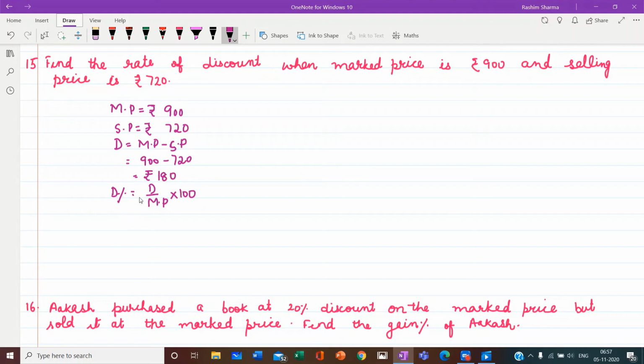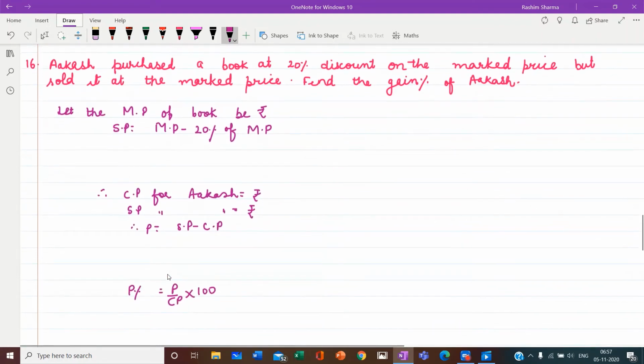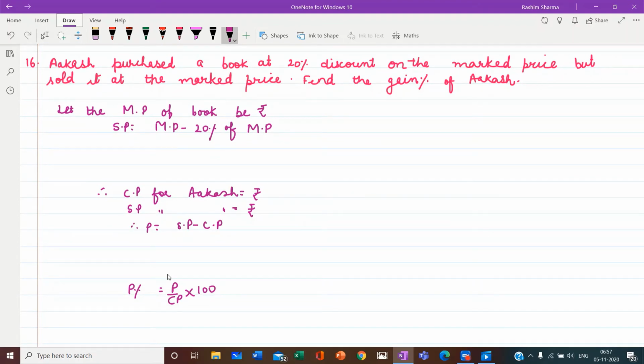Now discount percent is equal to discount upon marked price into 100. So 180 upon 900 into 100. Okay, so we get here 20. So it means our discount comes as 20%. Alright, then question number 16 is, Akash purchased a book at 20% discount on the mark price but sold at the mark price. Find the gain percent of Akash. He purchased a book at 20% discount on mark price.